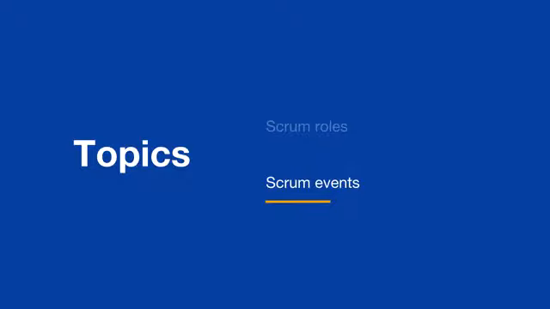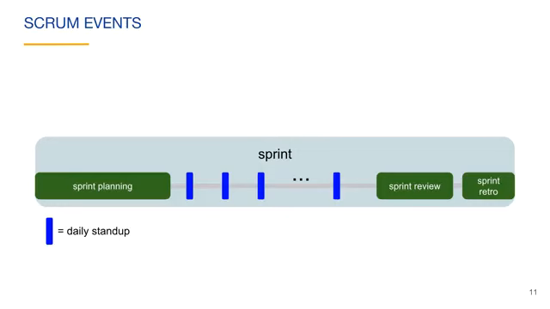Next, we will discuss Scrum events. A sprint contains 4 types of events. You may also hear events referred to as ceremonies or simply meetings. The events are the sprint planning meeting, the daily stand-ups, the sprint review, and the sprint retrospective.